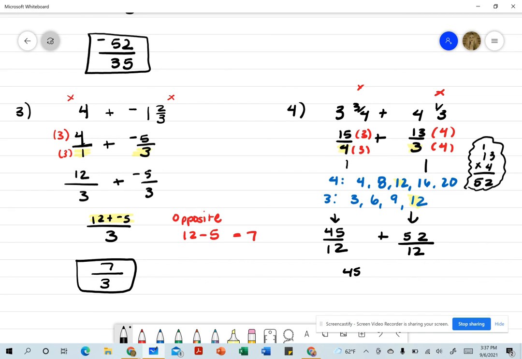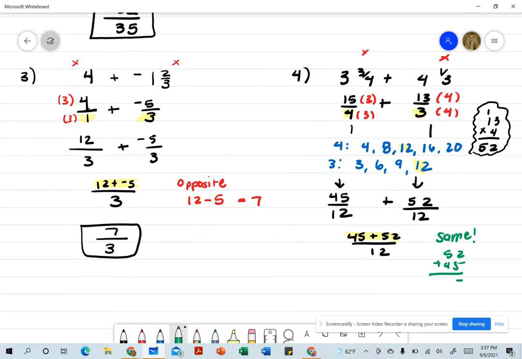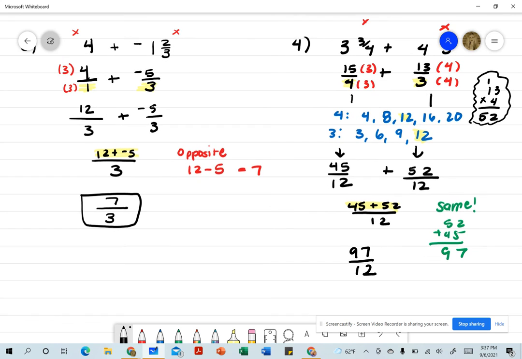Now what I do is I put them all over one common denominator. I notice that the signs are the same. So that means I add the two numbers, 52 plus 45. I get 7, 9. So I get 97 over 12. That does not simplify further, so I am done.